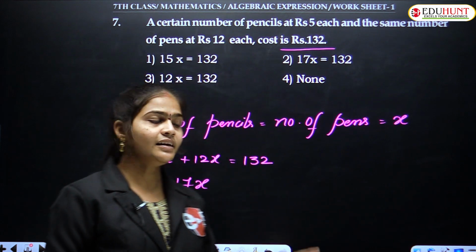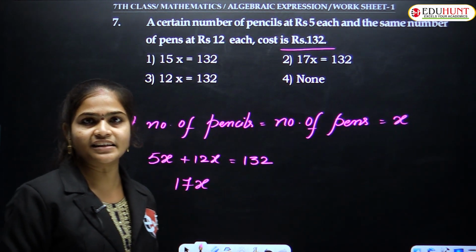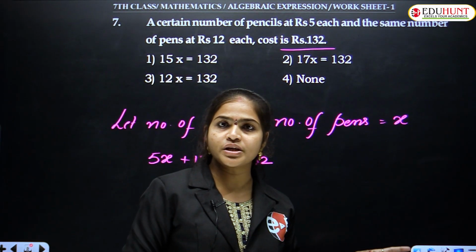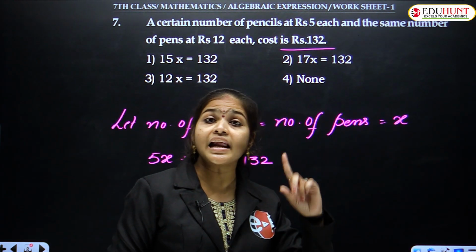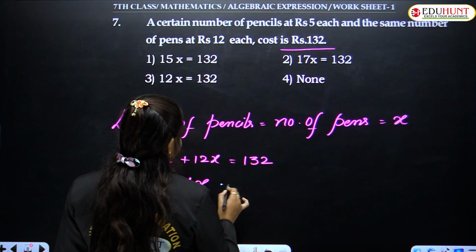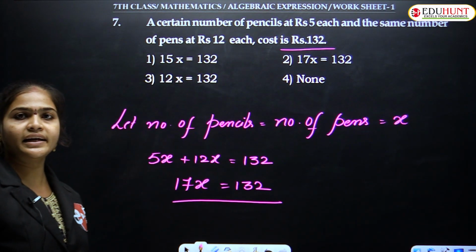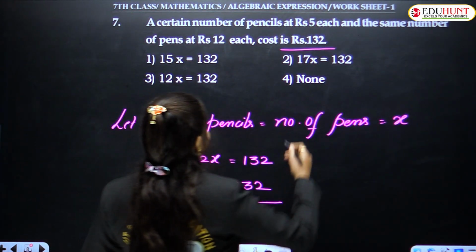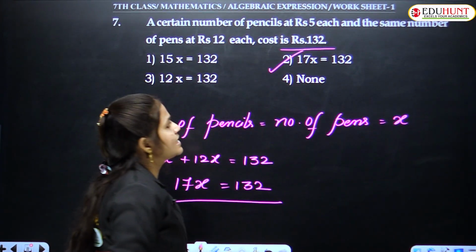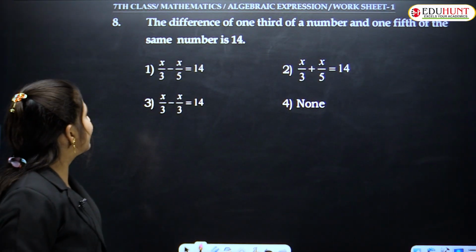Okay. But here addition and subtraction is possible only for like terms. Addition and subtraction is not possible for unlike terms. Understand? Yes. So 17x is equal to 132. Finally, this is the required equation. So which is correct here? 17x is equal to 132. Okay? Yes. Next, the 8th one.